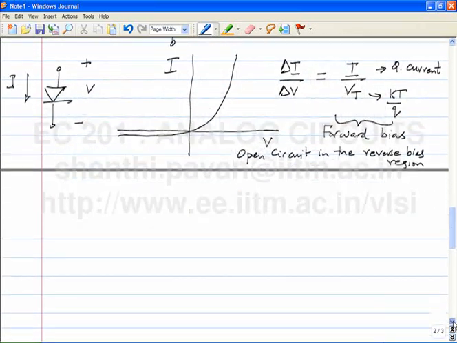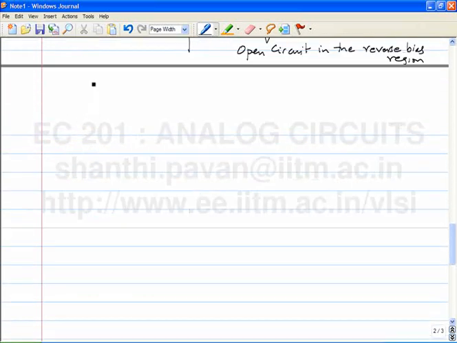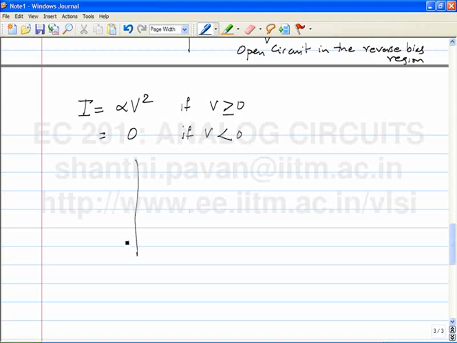Okay, let me take another example. Let's say we had a device whose characteristics were the following. This is a nonlinear device. I is alpha times v squared if v is greater than 0, and is 0 if v is less than 0. In other words, if I plot v on the x-axis and I on the y-axis, it will be some kind of parabola like this. So what would be the incremental equivalent circuit of this type of element?